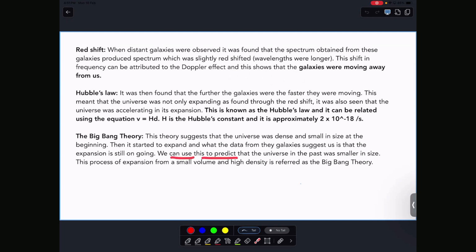We can use this to predict the universe's past, that in the past it was smaller in size. This process of expansion from a small volume and high density is referred to as the Big Bang theory. Now, a theory exists, which we use actually indirectly.